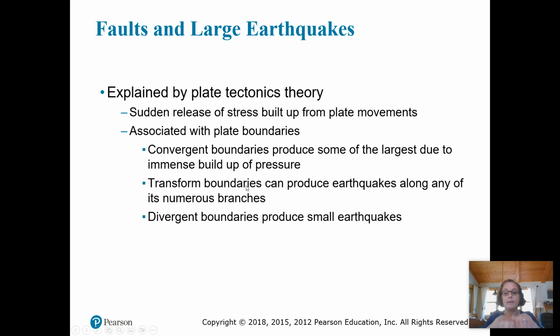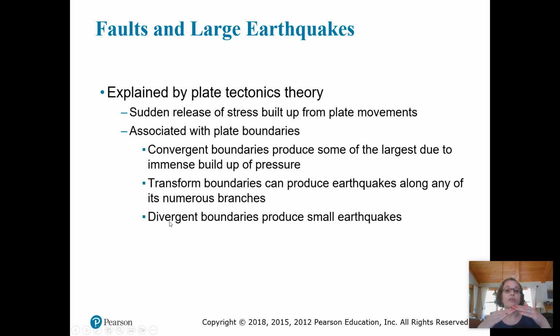Transform boundaries that are sliding past each other without destroying or creating crust can produce earthquakes along different portions of that fault. So the whole boundary doesn't have to slip at one time. You have this pushing up against each other in opposite directions and a slippage that occurs. It can also generate pretty large earthquakes.